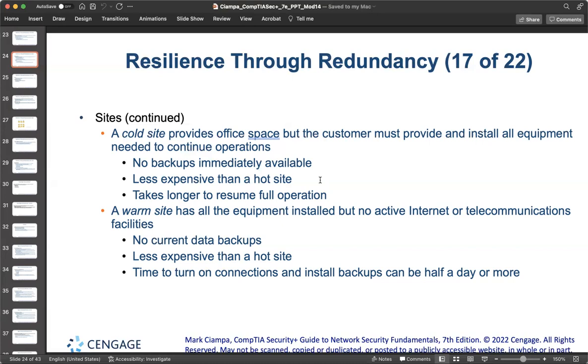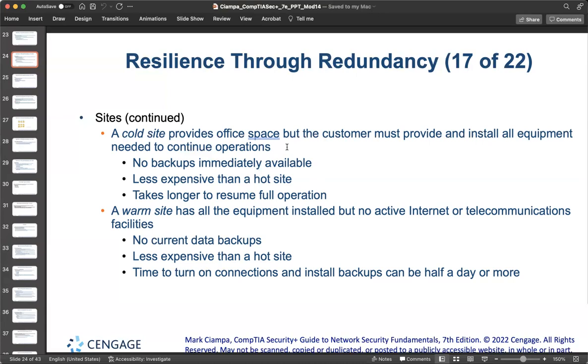Between cold sites and a hot site, you have the warm sites, which have all the equipment installed, but no active internet or communication facilities. Of course, you don't have a current data backup. You have to restore your backups there. These are less expensive than hot and more expensive than cold sites. And time to turn on connections and install backups can be half a day or more. But whatever it is, it's going to be way less than what a cold site is giving you, and it's going to be more than what a hot site can be giving you.